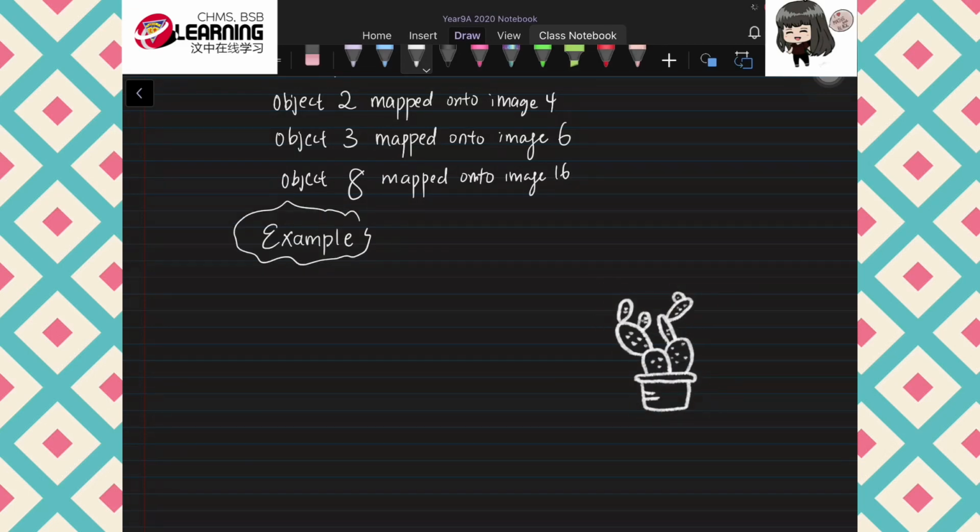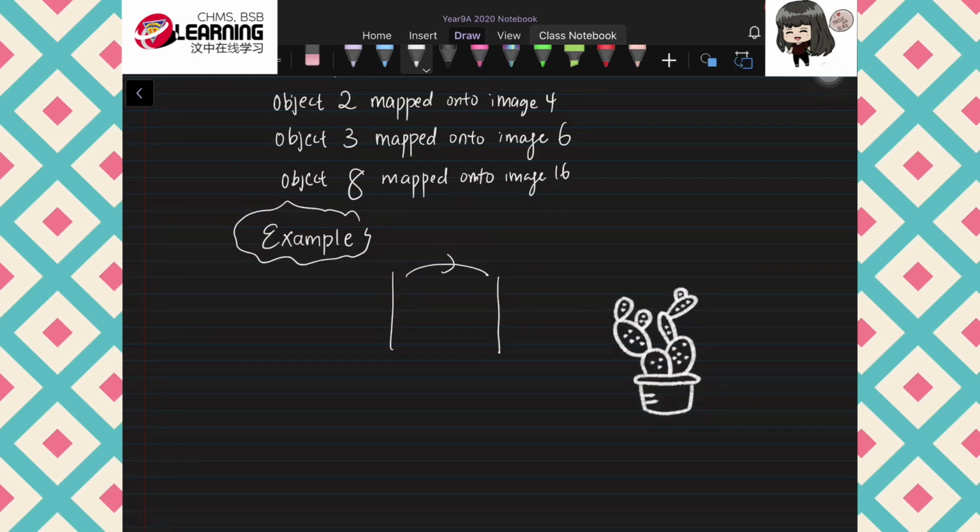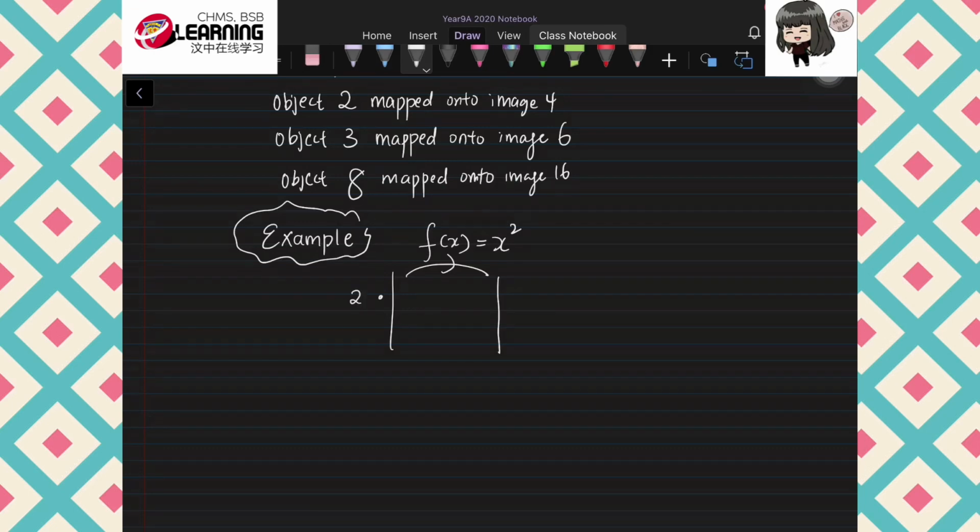Okay, so let's say we have a relation f(x) equals x squared. So object 2 will map onto image 4. 2 squared is 4, by the way. Okay, f(2) is equal to 2 squared, which is 4.